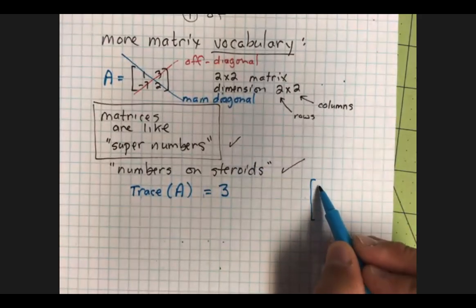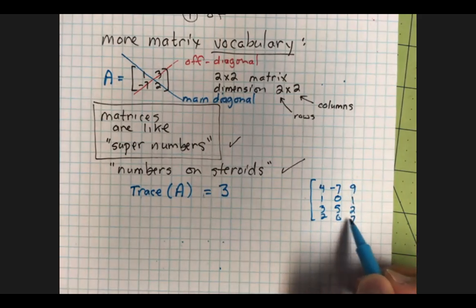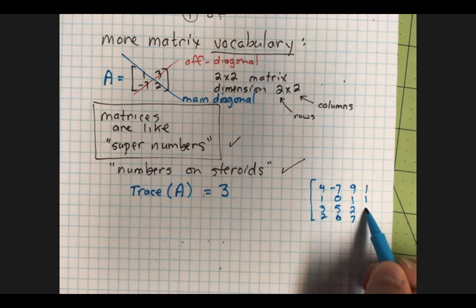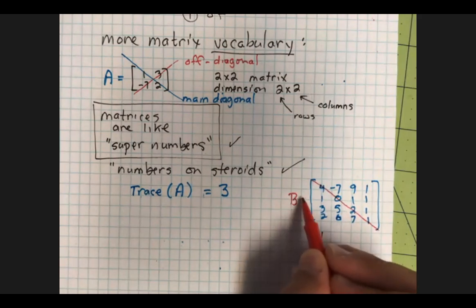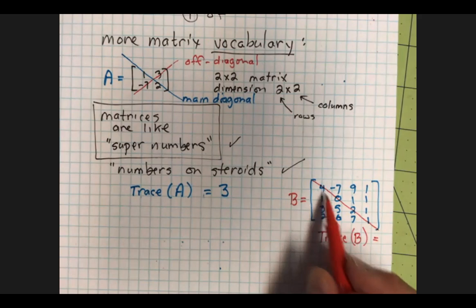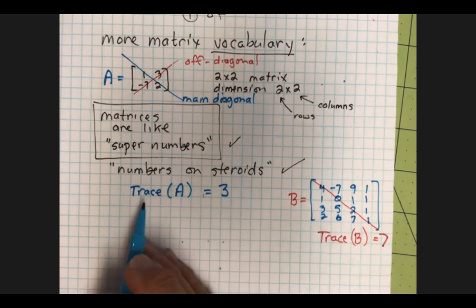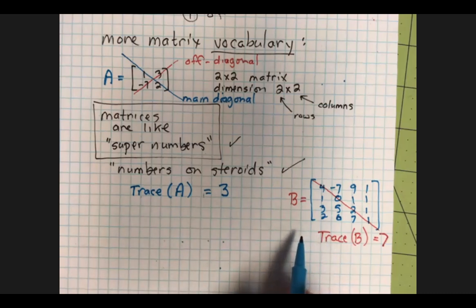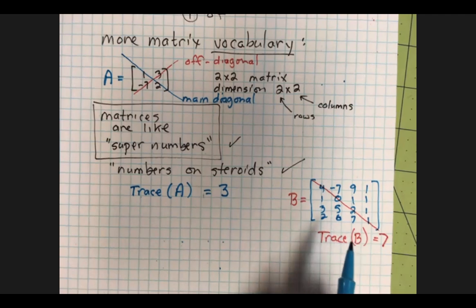Now, if the matrix was 4x4, 4, 1, 3, 2, 7, negative 0, 5, 6, 9, 1, 2, 7, 1, 1, 1, 1, its trace is still the sum of the numbers on the main diagonal. So this is matrix B, and the trace of B is 4 plus 0 plus 2 plus 1, 7. So trace is something that applies only to square matrices. I don't talk about the trace of a 3x2 matrix.